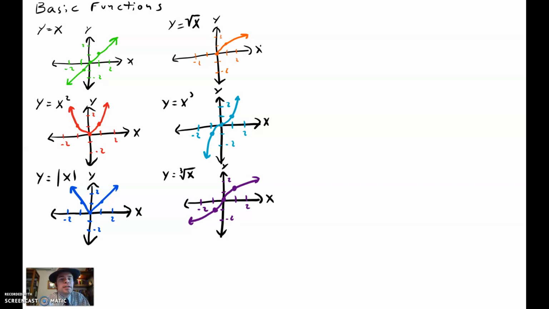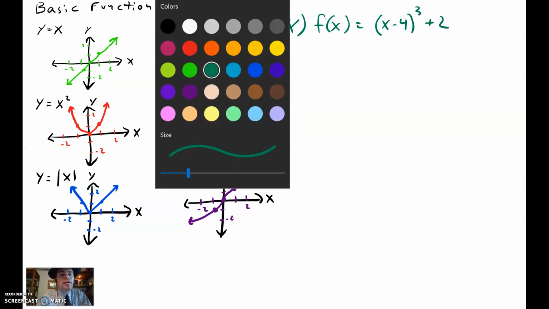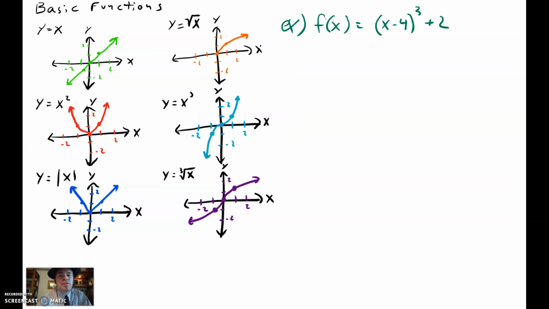So when we look at an example like this one, f of x equals (x minus 4) cubed plus 2, we can look at this and recognize right away that that cubed tells us what shape this is. It tells us that this is a cubic. And the cubic shape is the shape that looks like y equals x cubed.